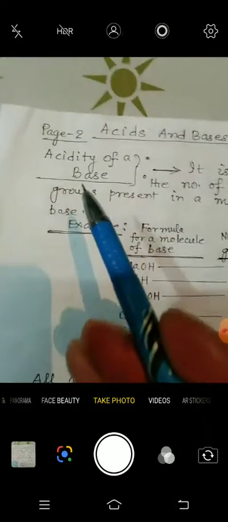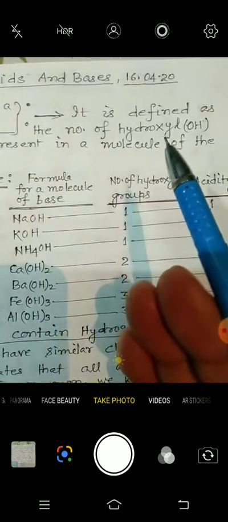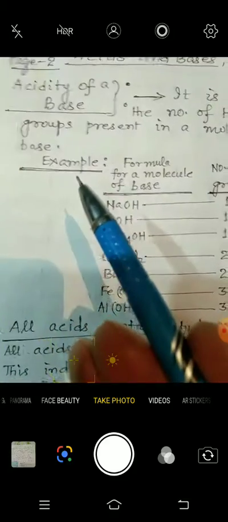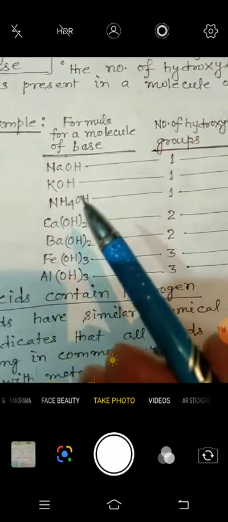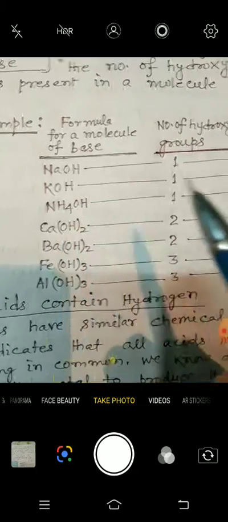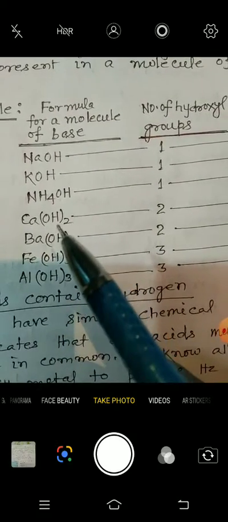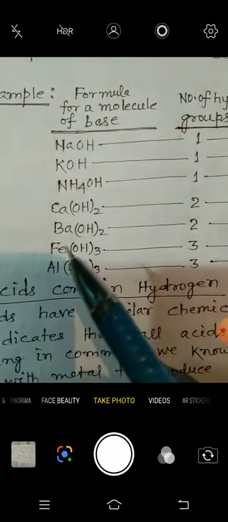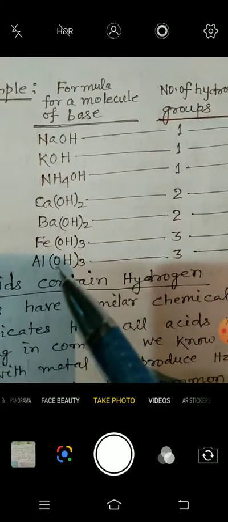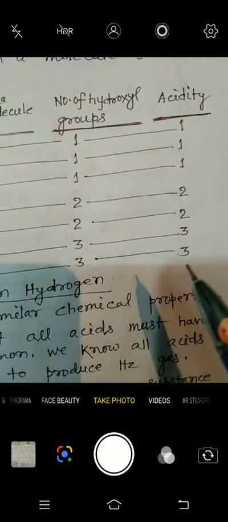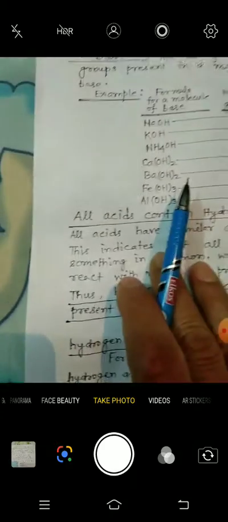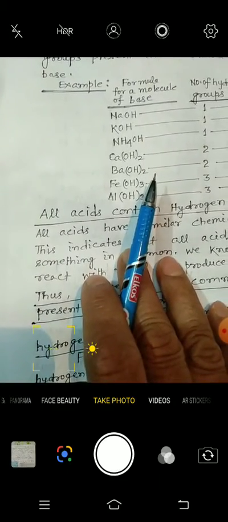Now, the next topic is acidity of a base. It is defined as the number of hydroxyl groups present in a molecule of the base. For example, this molecule of a base has one OH group, that's why its acidity is 1. This one has two hydroxyl groups, so its acidity is 2. Aluminum hydroxide has 3, so its acidity is 3. So remember, an acid has basicity and a base has acidity.